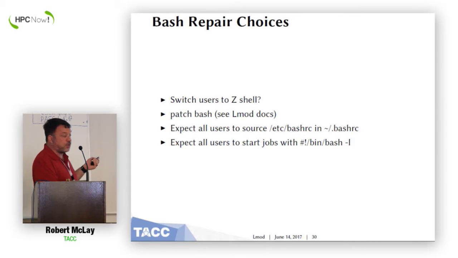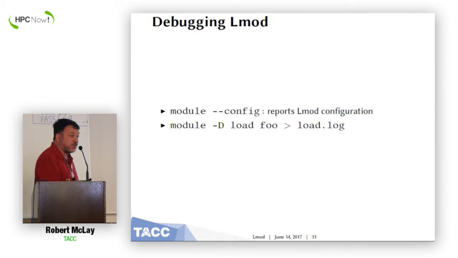You can expect all your users to source /etc/bash RC in their personal .bashrc, which is what Red Hat gives you by default, but I can guarantee you at least one of your users will get this wrong. Or you can expect all your users to start their job scripts with bash -l. I don't like that, and I don't trust users. So, that was my rant, I apologize.